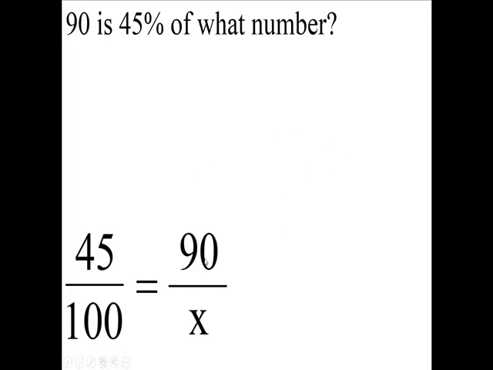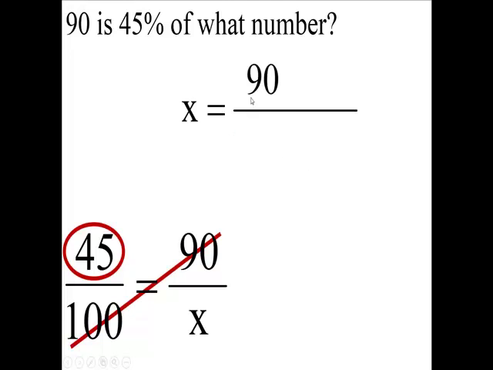Copy that down here. Now, when you have two fractions that are equal, you cross multiply. You cross these two, and that equals 45 times x. Anyway, you multiply 90 times 100 to get x, then you will divide by the 45. Let me show you. Okay, we're going to do 90 times 100. X equals 90 times 100 divided by the other number 45.